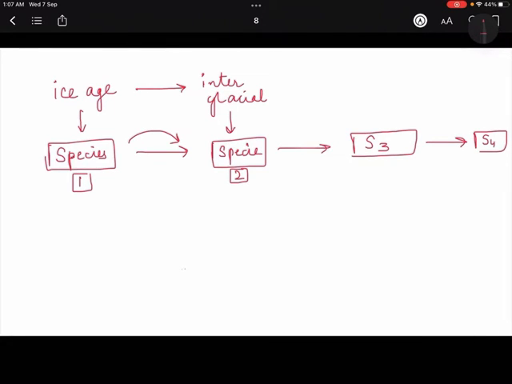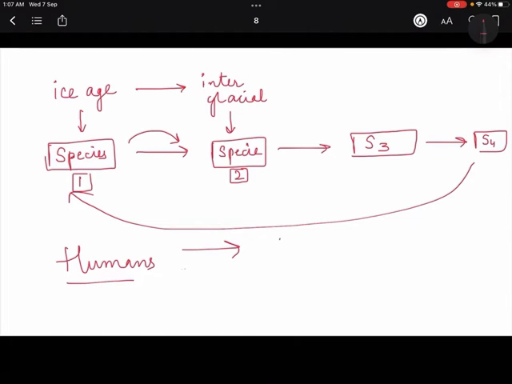Now, is it possible to go back to being species 1 again? For example, if I take an example, humans came from a human ape-like species, which was once even quadruped. Quadruped means walking with the support of your hands also, means on all four limbs. Okay, it was an ape. It was an ape who was walking in a quadruped way.